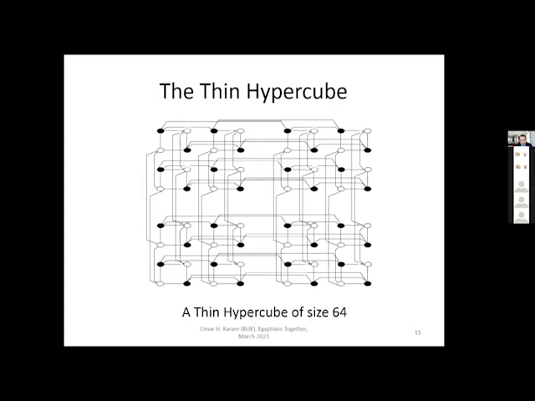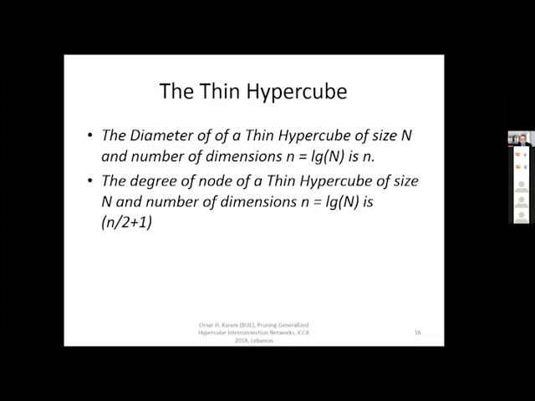This is quite something, because when we talk of VLSI implementation or optical implementation, the complexity of the implementation is reduced. Of course, there's a price to pay with regards to the amount of traffic that passes through every link. So the diameter of a thin hypercube of size n, with number of dimensions log n, is log n, and the degree of a node is halved.